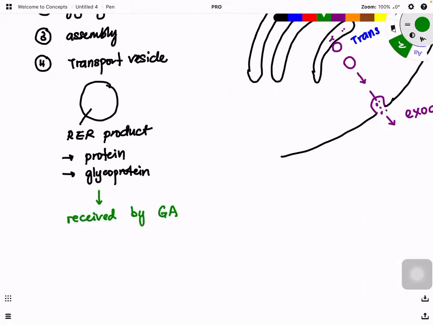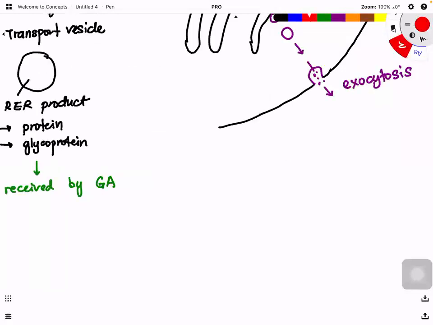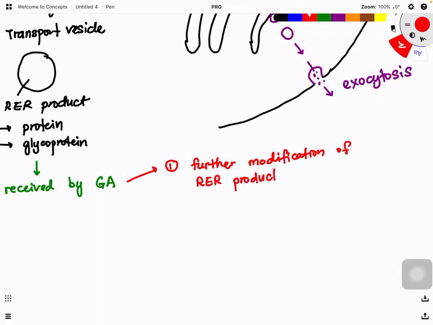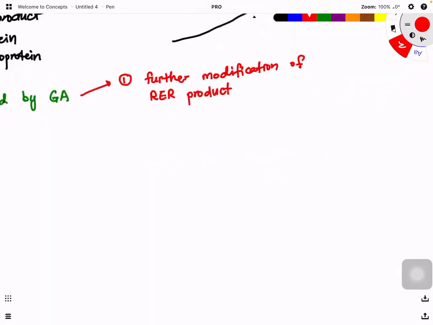So what is the Golgi apparatus going to do? The Golgi apparatus has two roles. The first role is further modification of the ER product. Now, what does further modification of the ER products mean? The first process here involves further glycosylation.